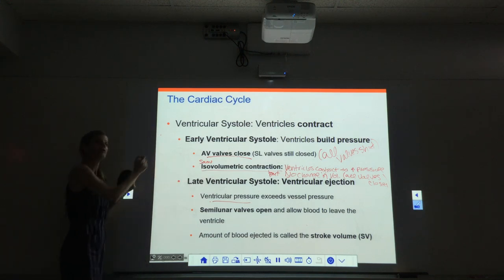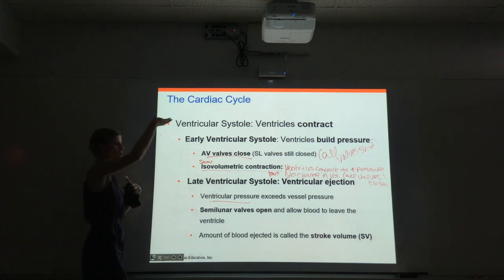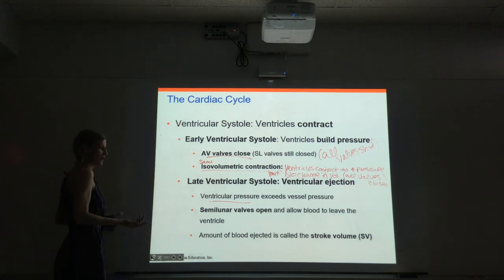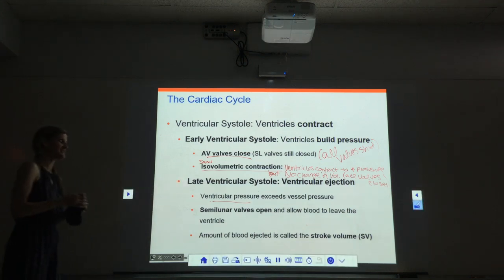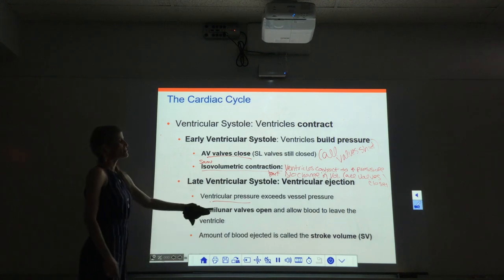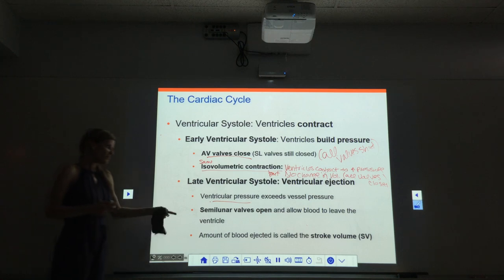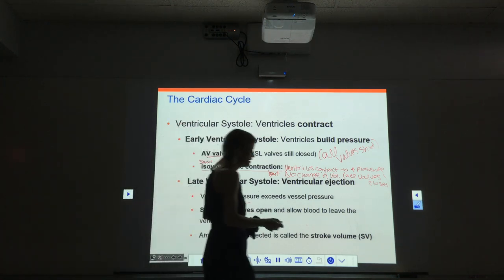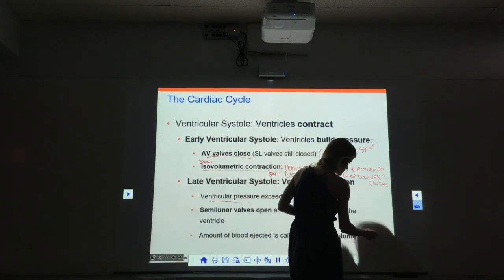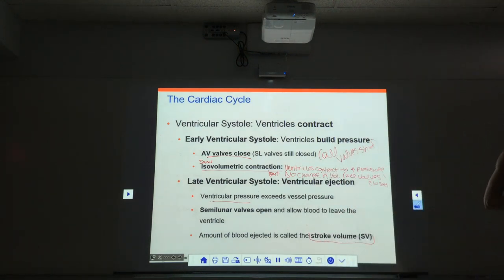Okay, so you're pushing on either side of the valve and you're not gonna open that semilunar valve until the ventricle generates enough pressure to overcome the pressure in the artery that's leading away. That happens during the late phase of ventricular systole. Okay, so we open the semilunars and then we're able to actually pump blood out of the ventricle. The volume of blood that we eject is called the stroke volume. Okay, like the amount in one stroke, in one push, that's the stroke volume.